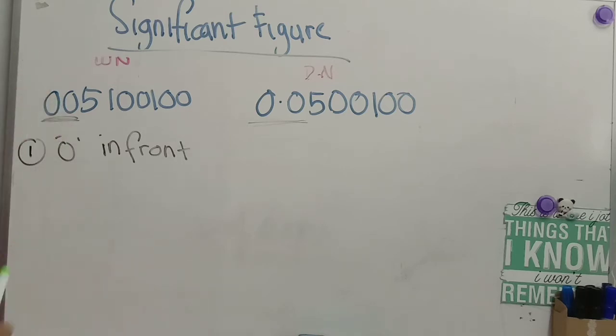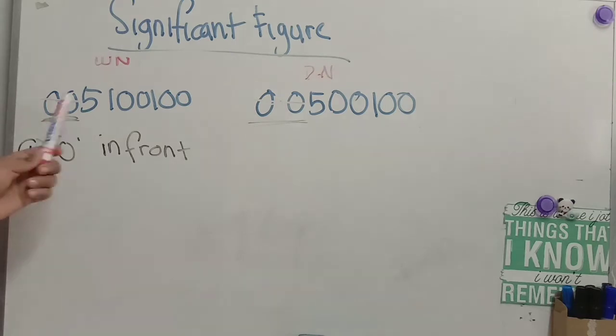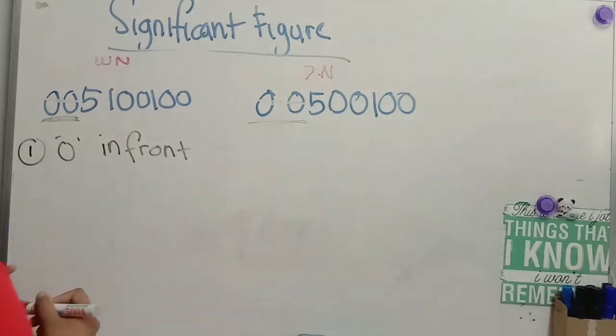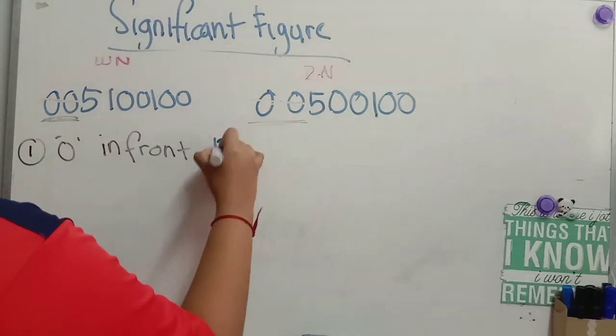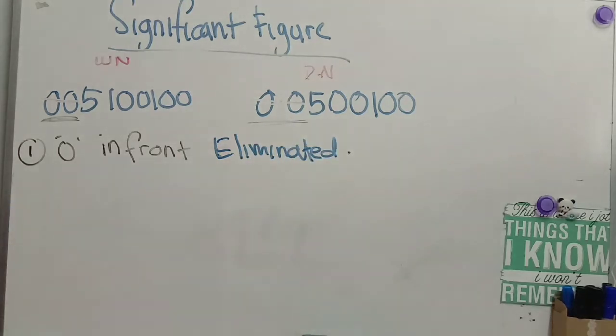But in significant figure, to test you, they might give you zeros in front. So you must know that whether it's a whole number or a decimal number, we will not continue with the zero. We will eliminate the zero in front of both the whole number and the decimal number. Zero in front must be eliminated for both, so we will not continue zero in front of either number. That is the first rule.